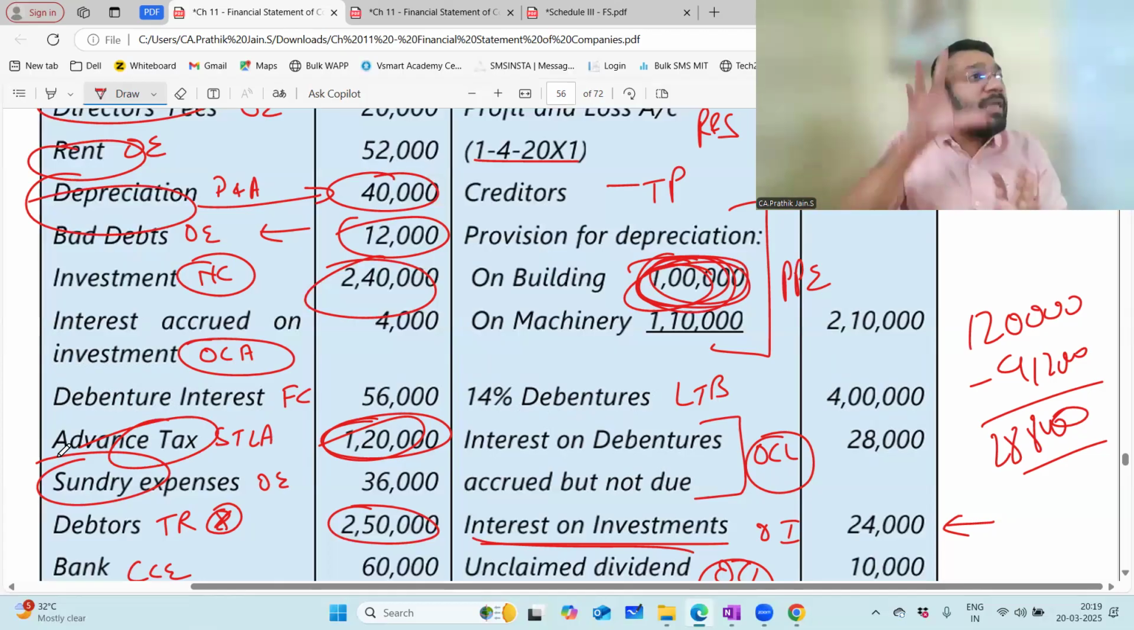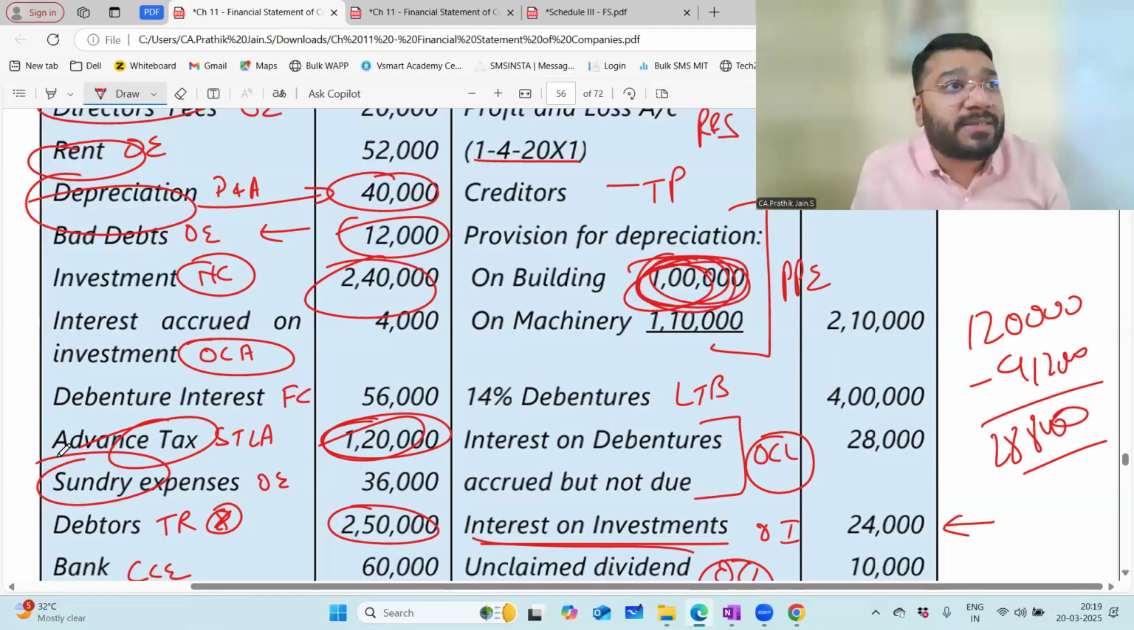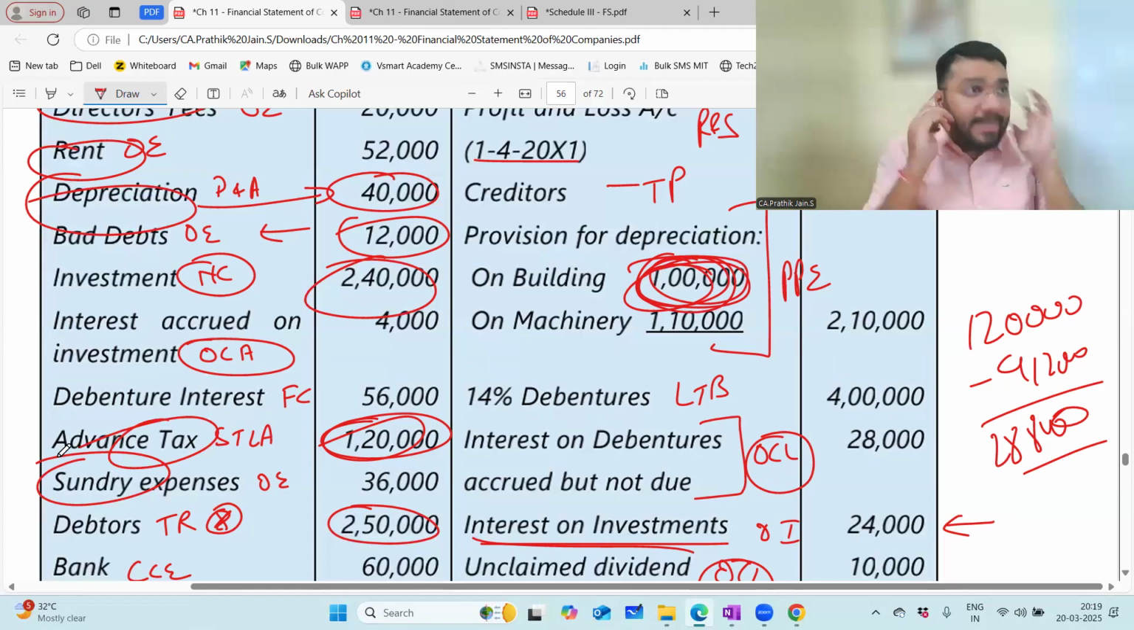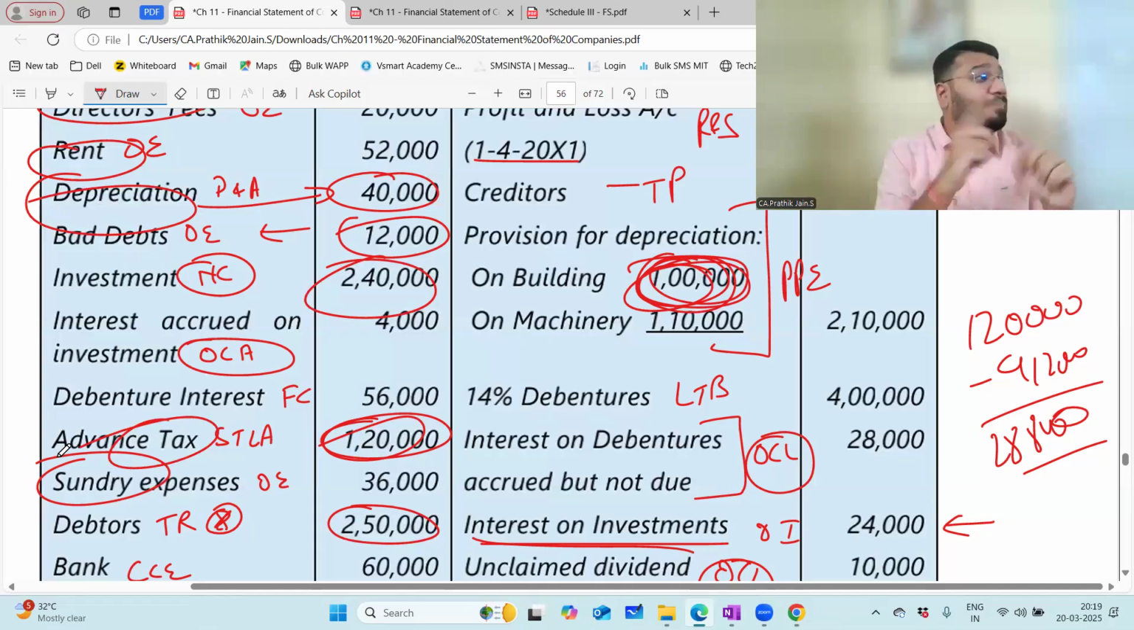But here what they have told is to keep advance tax separately in short-term loans and advances and provision for tax separately in short-term provision. On 30 September when you file your returns, that time you will pass an adjustment entry for both of them. You will knock off both the amounts and accordingly adjust it. That is something you learn at the higher level.